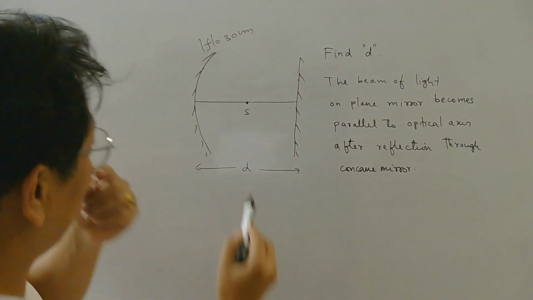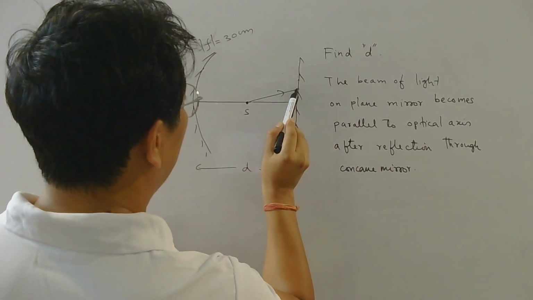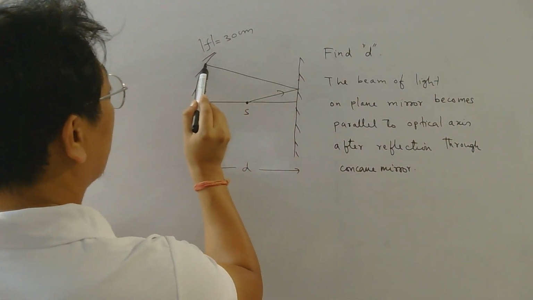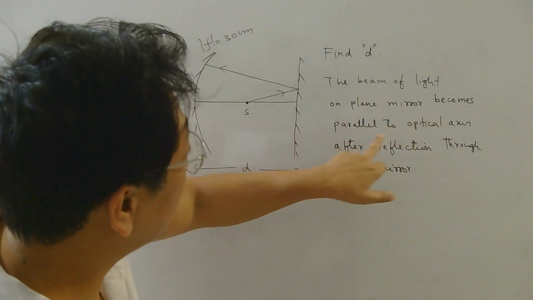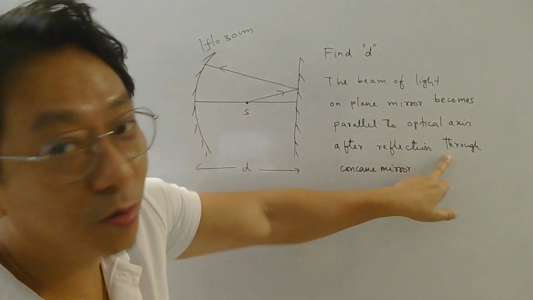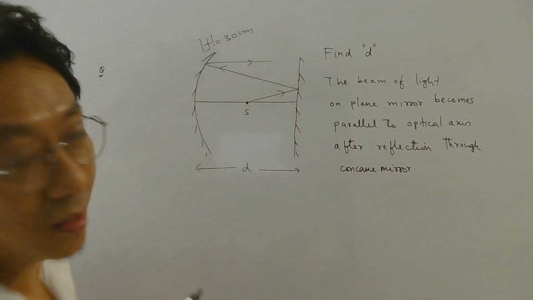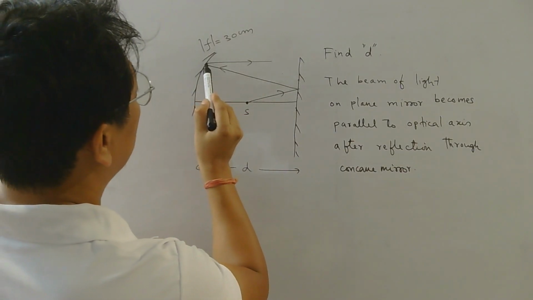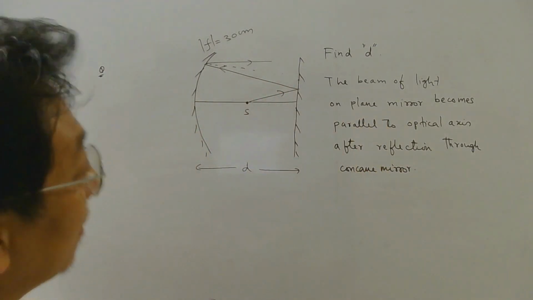But they are saying that light after hitting the plane mirror, obviously it will go to the concave mirror, right? So they are saying it becomes parallel to optical axis after reflection through concave mirror. That is, this way it should become. Here there is chance because for concave mirror normal can be somewhere here, if center is somewhere here, right?